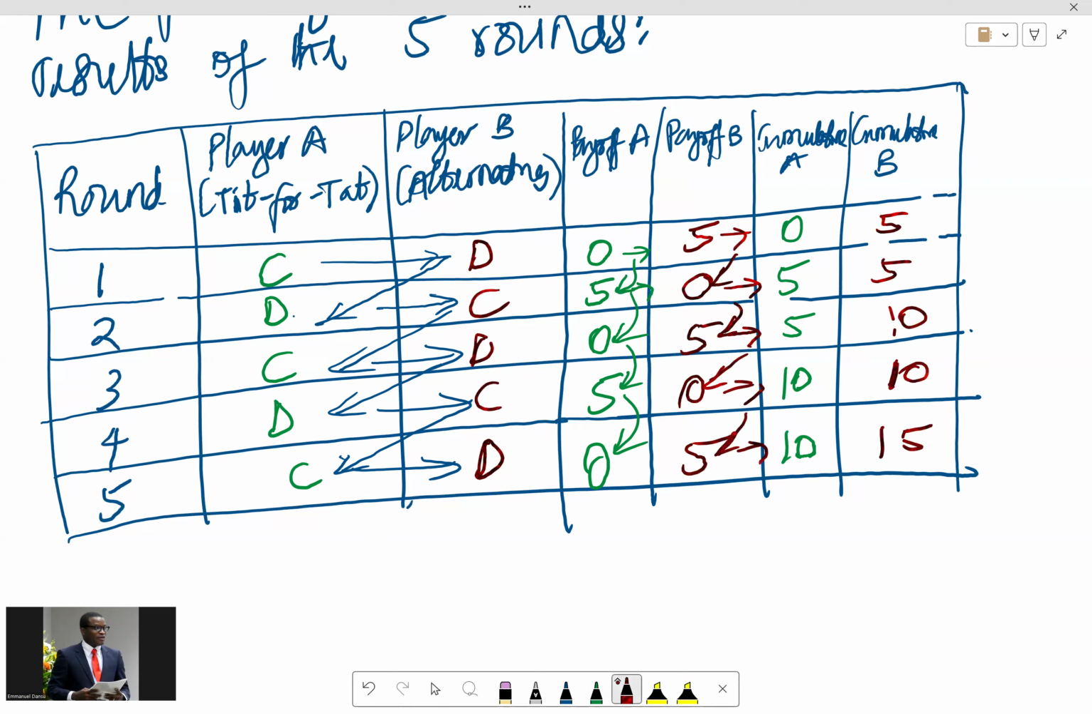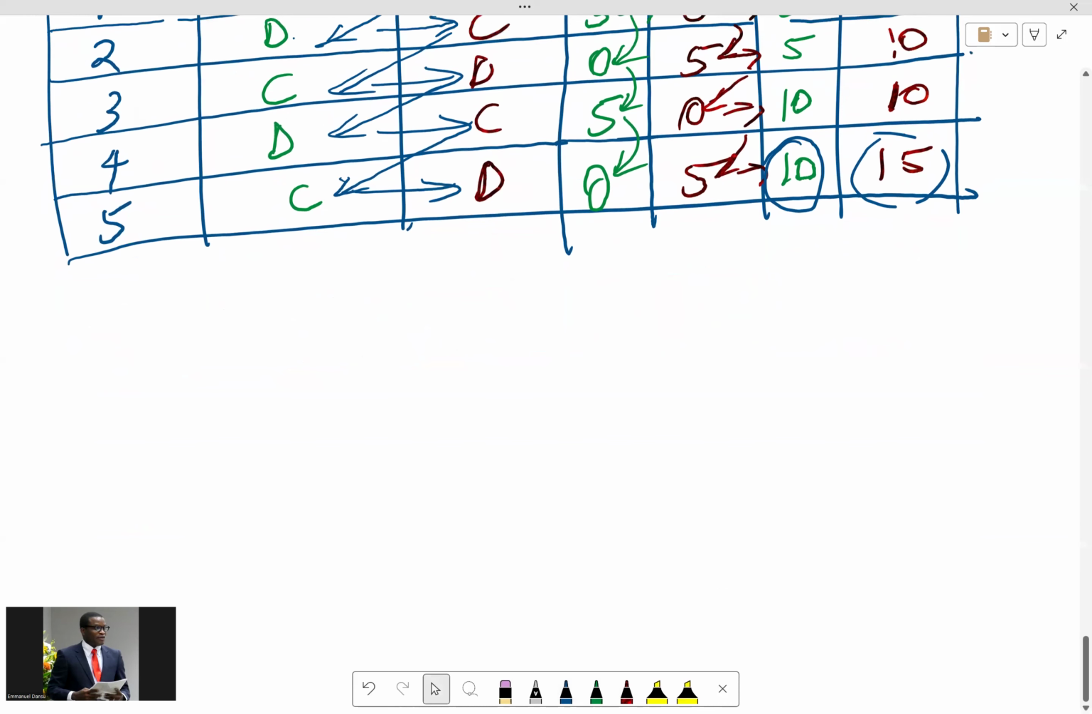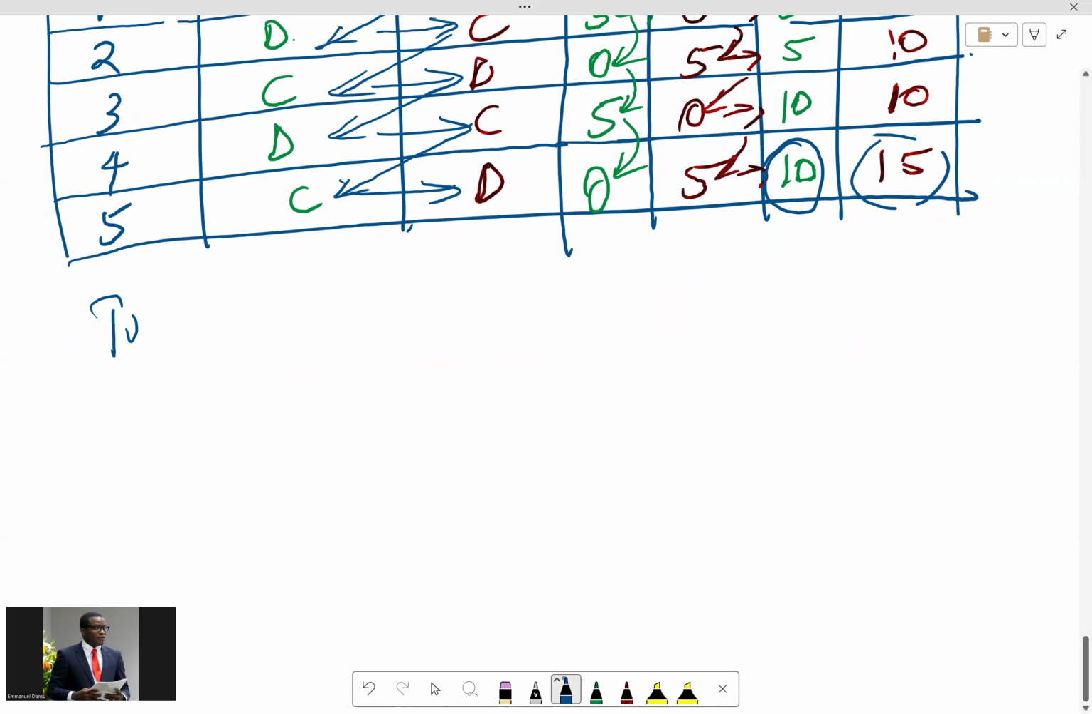So at the end of the day, the cumulative result for player A is 10, and the cumulative result for player B is 15. In that case, now we can report the final result. So, total scores.